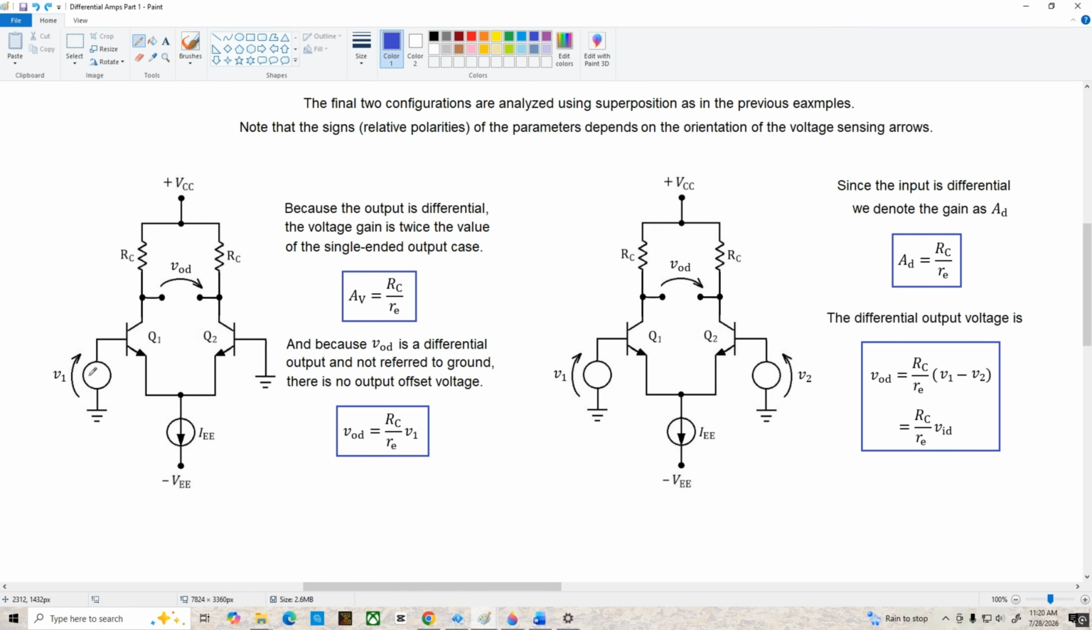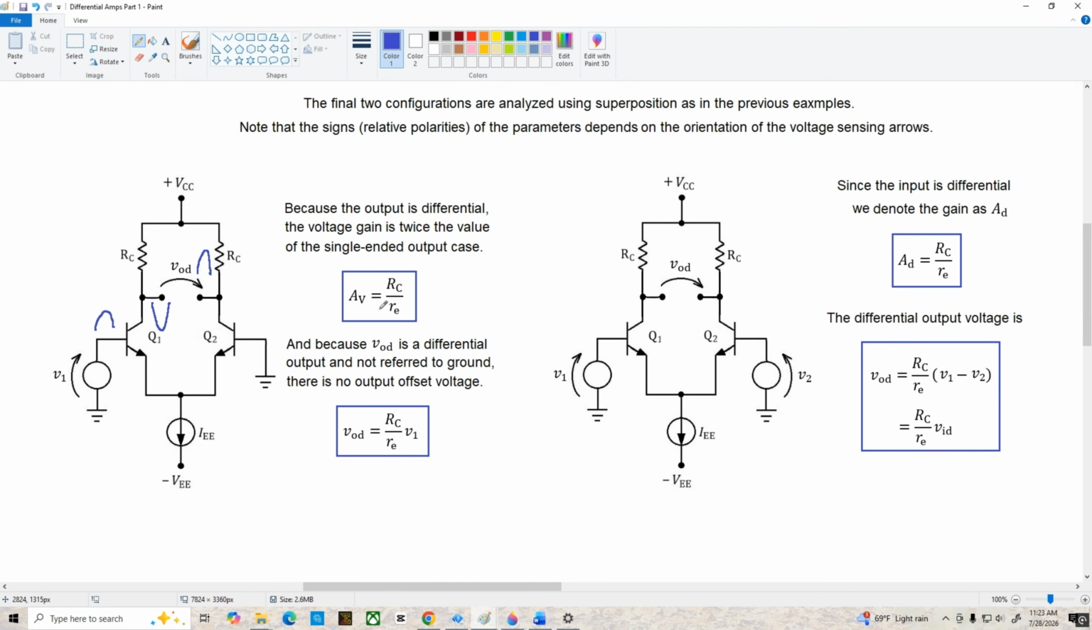Let's assume that V1 is going positive. Now, because Q1 is a common emitter, it's inverting, we're going to have its collector going negative by AV times V1. And similarly, over here at Q2, we've got a non-inverting amplifier, and its collector is going to go positive by the same amount, that is AV times V1. And since we're looking at the differential here, we're going to see twice as much voltage change as we would for a single-ended output. And that's why there's no 2 in the denominator of the gain equation here.